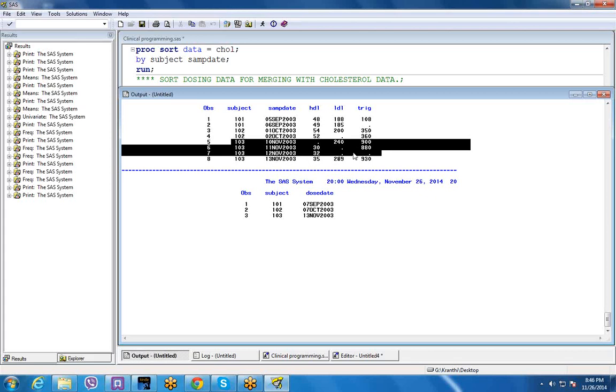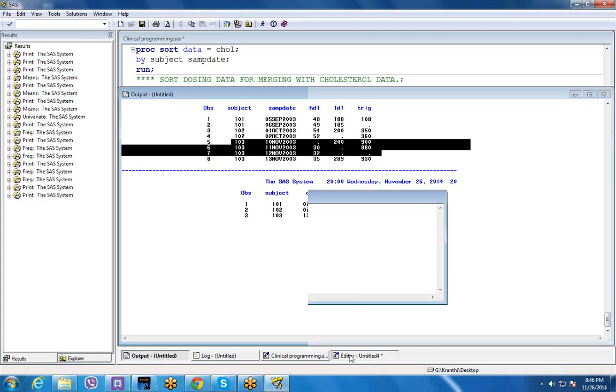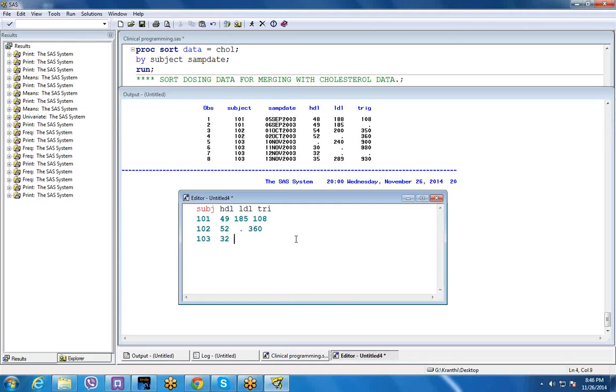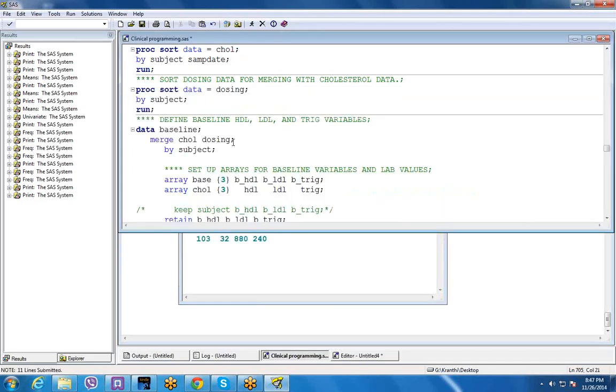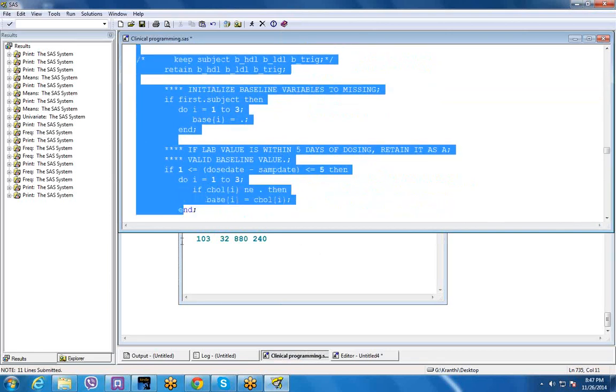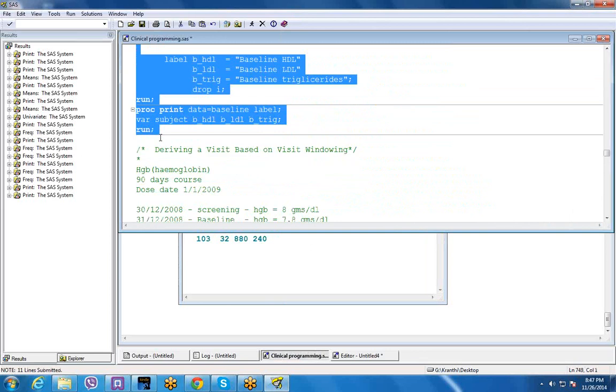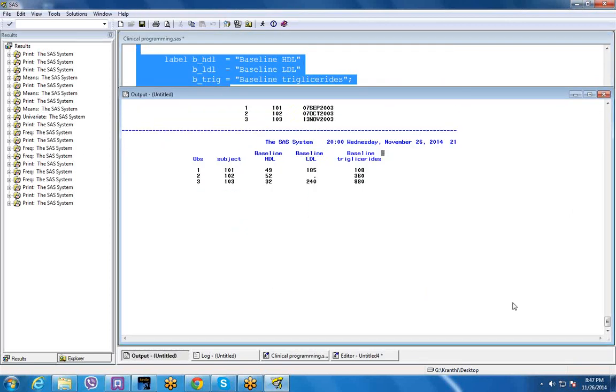Okay, 3 individual samples. So 32, 240, 880. So 32, 880, 240 is the result. So our program should give it like this. Okay, now this is our program. We are merging both the data sets, writing the program and then submitting it. See the output.